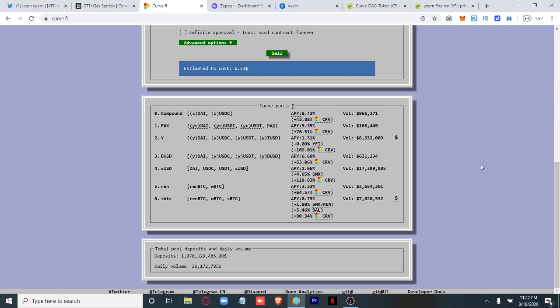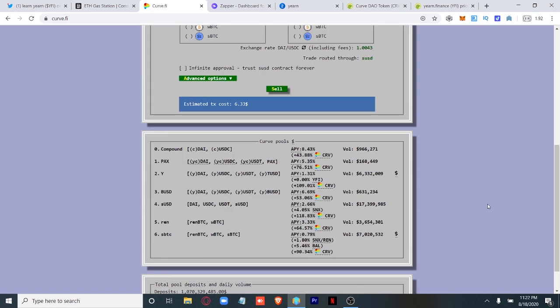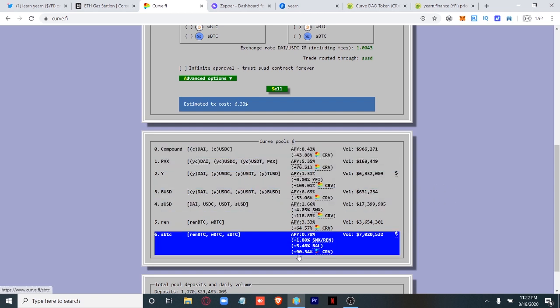In the past 3-4 days, after Curve got released, a lot of wrapped Bitcoin has been minted using this exact opportunity that I showed you right here.